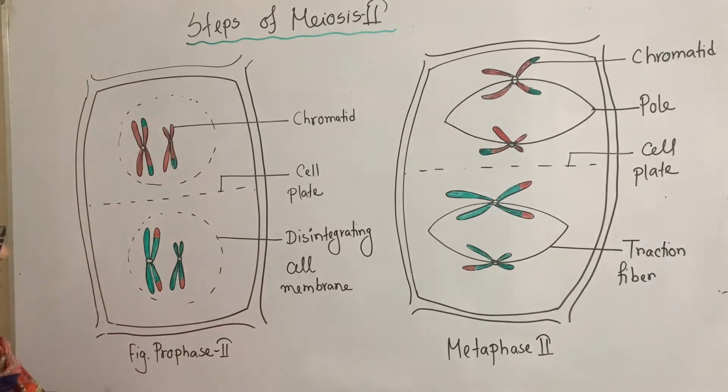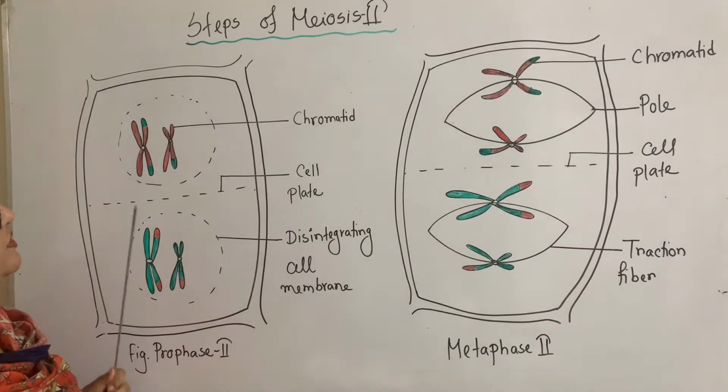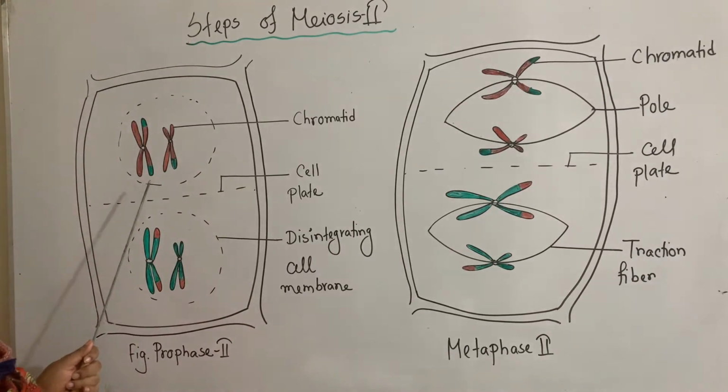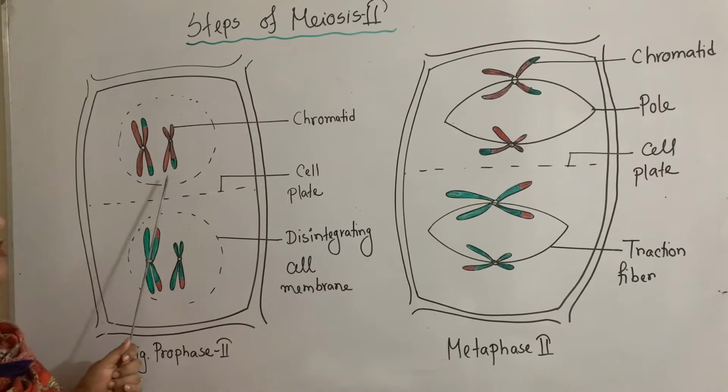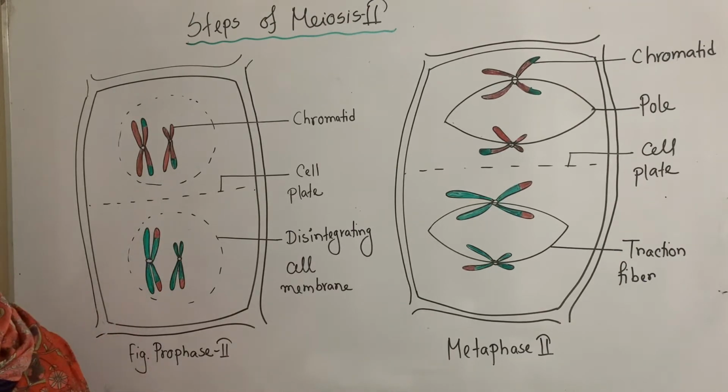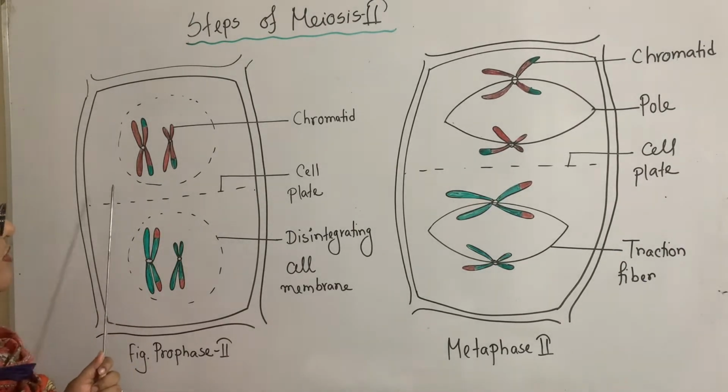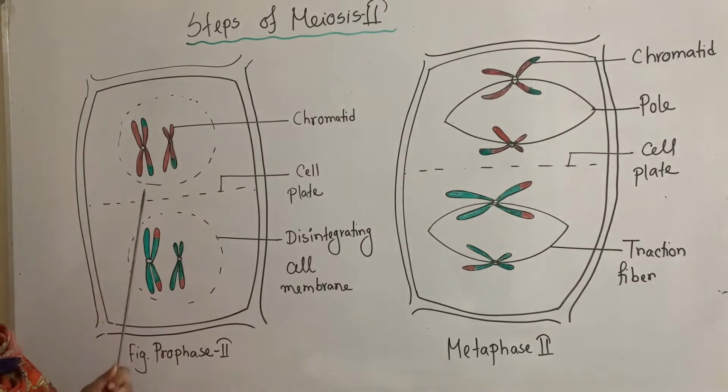Now first of all, prophase 2. You can see I use here two colors, one is green, another one is red. It indicates the homologous chromosomes of the parental cells, that is one pair comes from the father and another pair comes from the mother, and already due to crossing over, different pairs of the chromosomes have been exchanged.